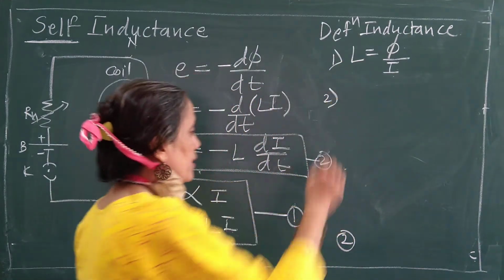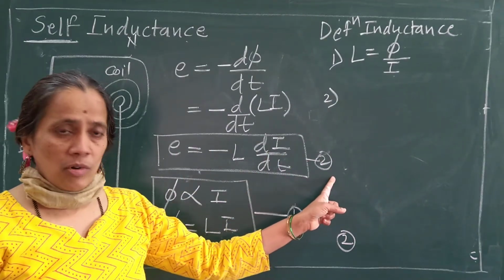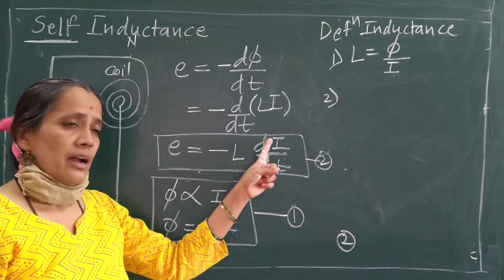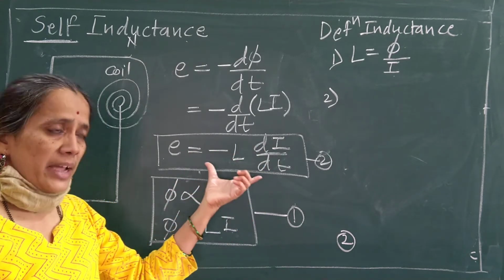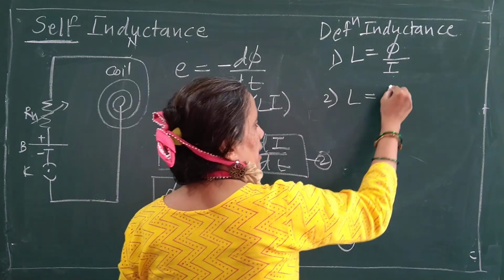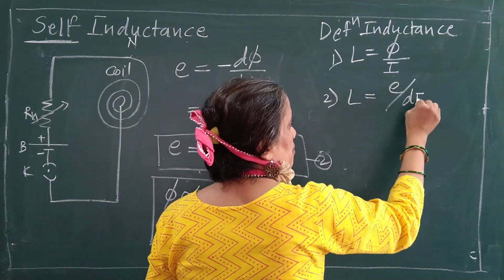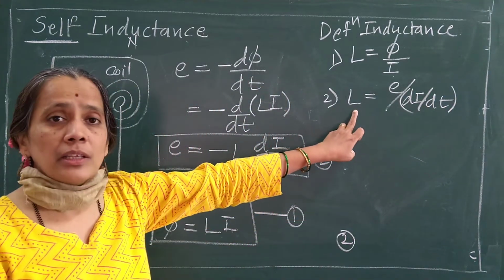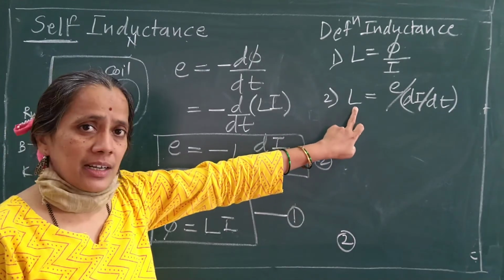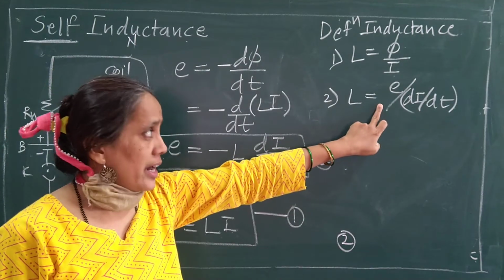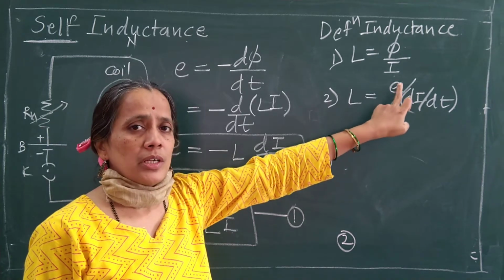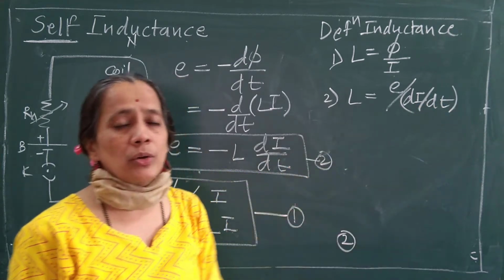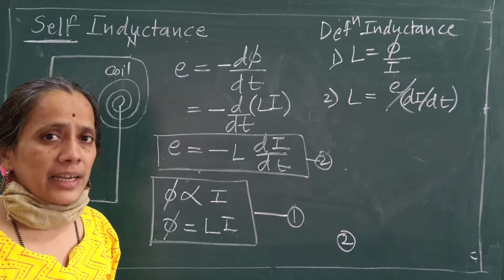Second definition, I will give from the second formula. What is the second formula? EMF produced in the coil is equal to minus L di by dt. So in magnitude, I can write L is equal to E upon di by dt. Now I can give the second definition. Self-inductance is defined as the ratio of EMF produced in the coil per unit change in current with respect to time. That is the second definition.